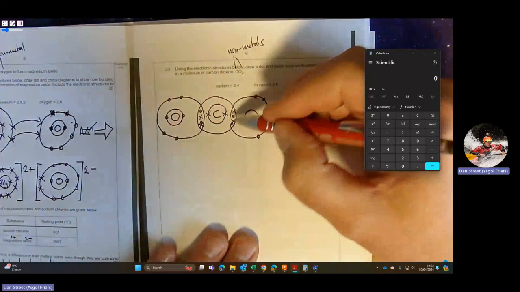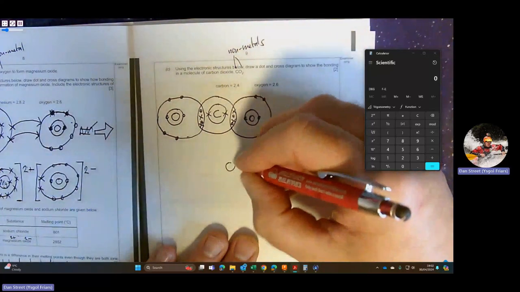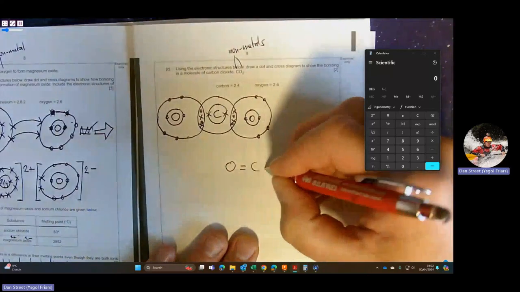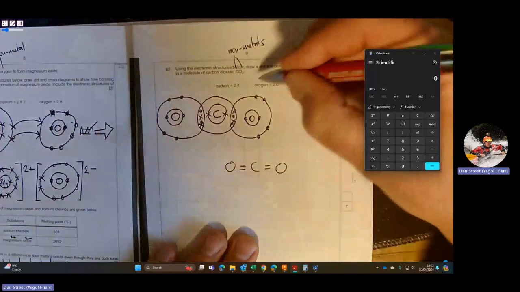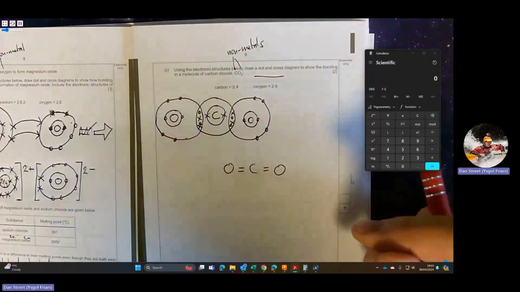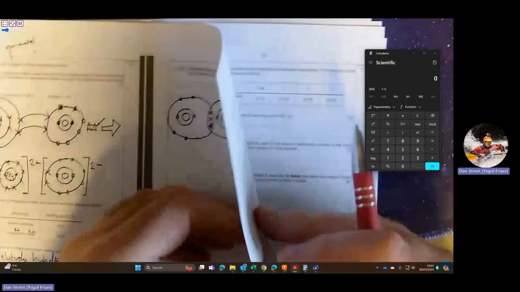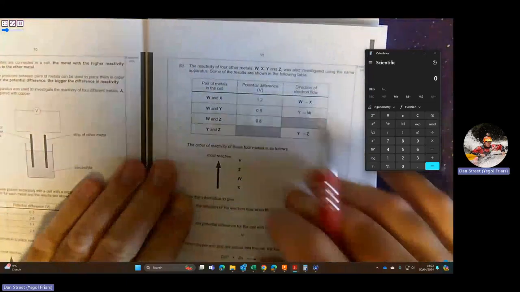And so with these 2 shared pairs of electrons, we could represent this in a different format like that, but this particular question wants a dot and cross diagram. Okay, so we must make sure we draw a dot and cross diagram. Okay, so that's the end of number 2. Now moving on to number 3.